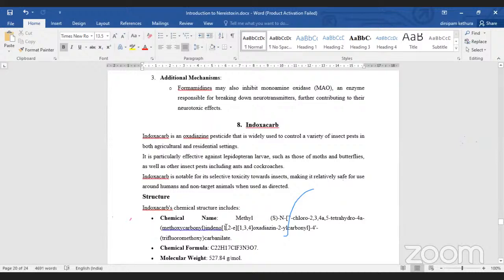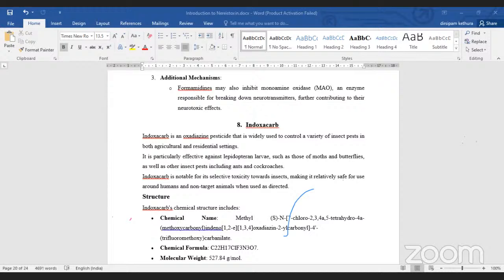If you look at the additional mechanisms, they may also inhibit monoamine oxidase, an enzyme responsible for breaking down neurotransmitters, further contributing to their neurotoxic effects. Coming to what we have studied under formamidines, these are insecticides which are used to control pests. If you look at the structure, it contains the formamidine group, and the example we have studied here is amitraz.